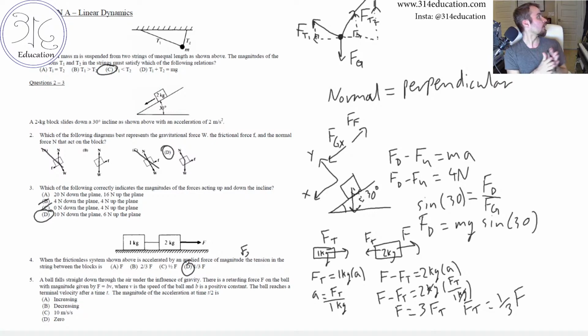Any questions so far? Looks pretty good. Alrighty, running out of space a little bit on here. It's okay. If we do run out of space, we'll just make an extra page. On the actual test, you will have as much scratch paper as you need.